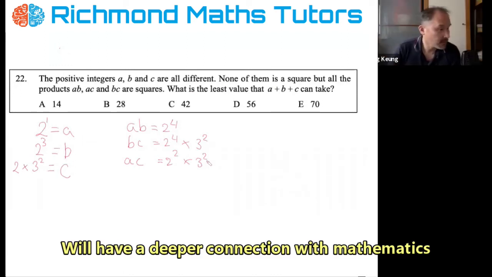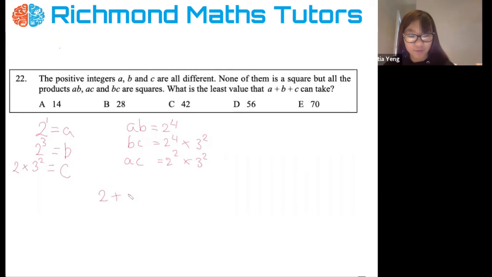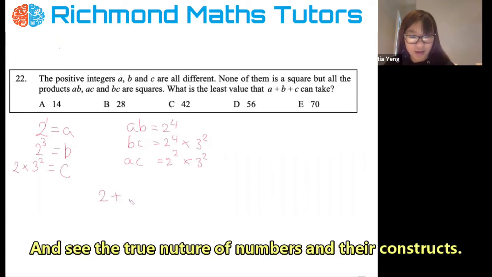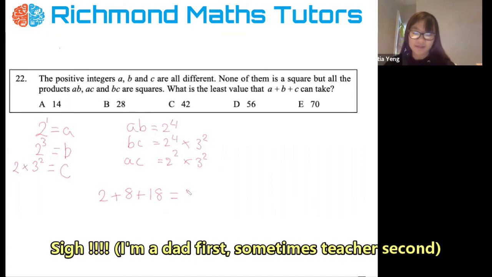So what's the least value of a plus b plus c? So 2 plus 2 cubed, which is 8, then 2 times 3 squared is 18. And this gives us the total of 28. So the answer would be B.